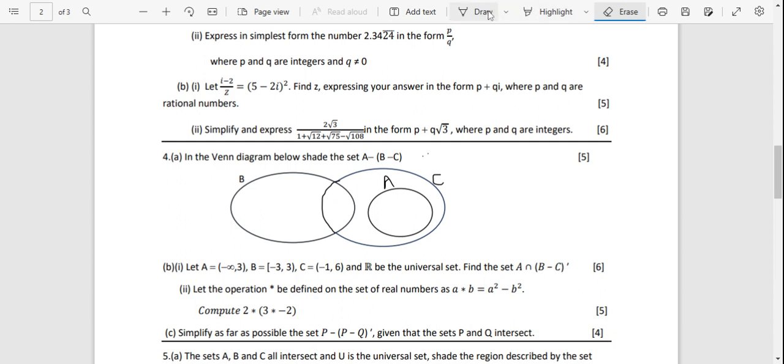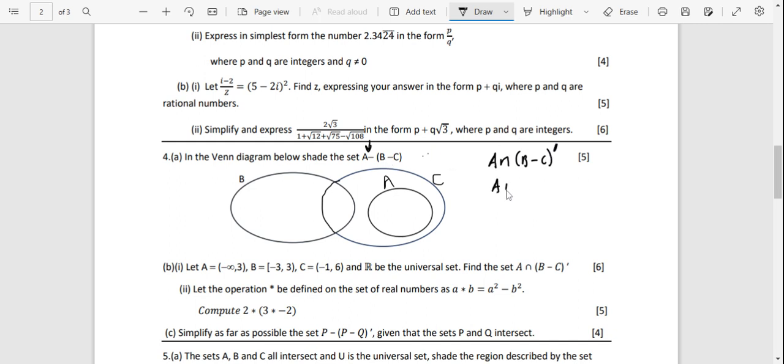So question 4. In the Venn diagram below, shade the set A minus B minus C. The first thing we need to do is simplify. I'll change the first minus we're able to see here into an intersection. So that will be A intersection B minus C. By the B minus C will gain a complement because we've changed the minus into intersection.